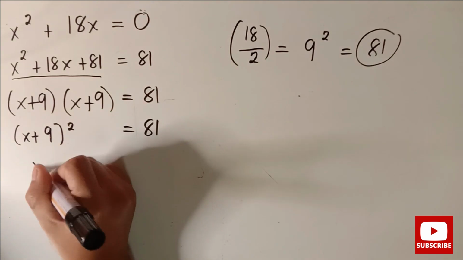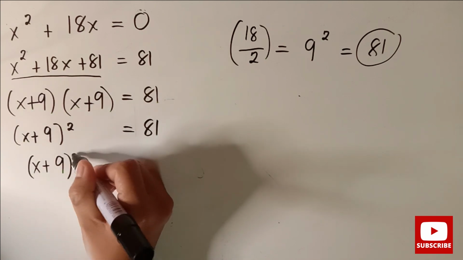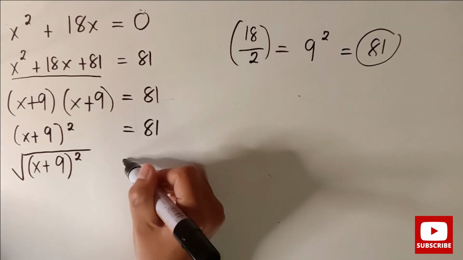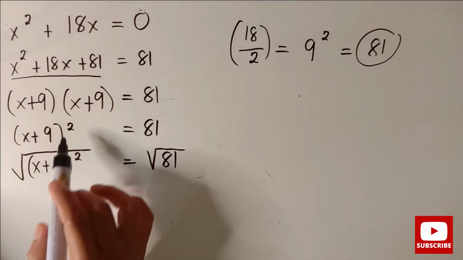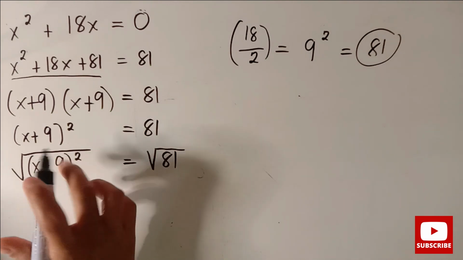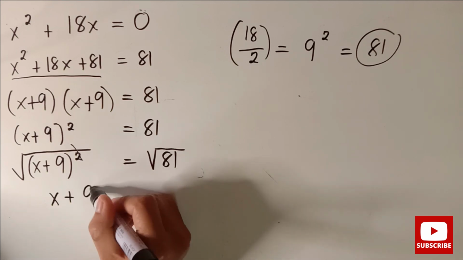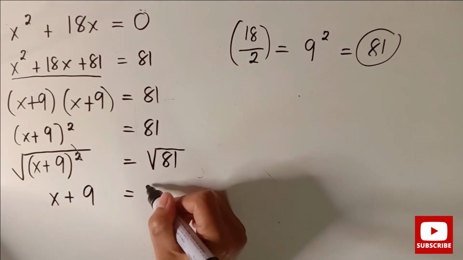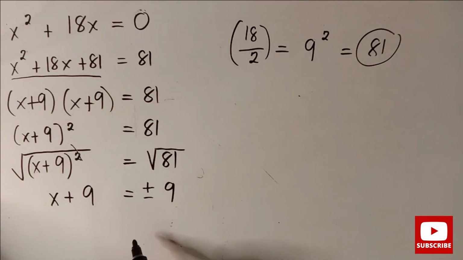Next is we are going to enclose this with a radical sign, since to remove the exponent, we are going to enclose this into a radical sign so that we can remove the exponent of 2. So cancel, remaining would be x plus 9 equals the square root of 81, that is positive negative 9. Next is we are going to get the two factors, I mean the values of x.